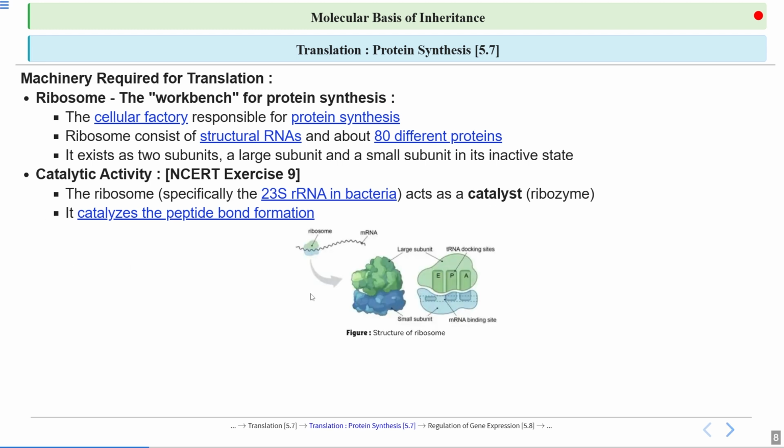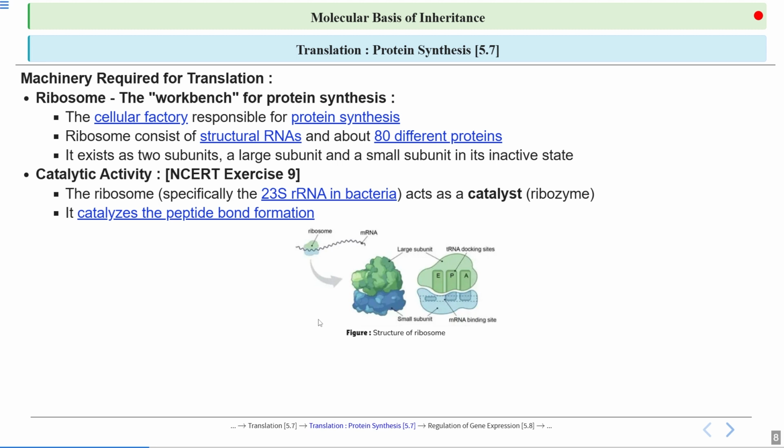So here you can see, what is this? This is mRNA, this is a ribosome. We will study in upcoming slides how this ribosome helps in translation and all those things. This ribosome has one large subunit and one small subunit.